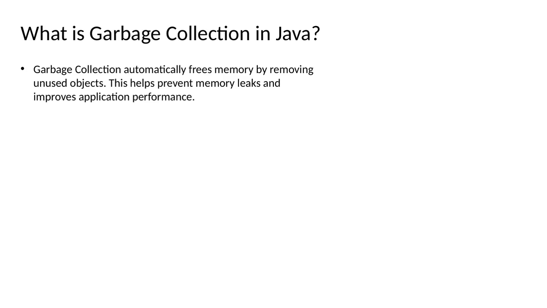Garbage collection in Java is a process that automatically frees up memory by removing objects that are no longer being used by the application. This means developers don't have to manually manage memory, which reduces the risk of memory leaks, situations where unused objects stay in memory and cause the application to slow down or crash.